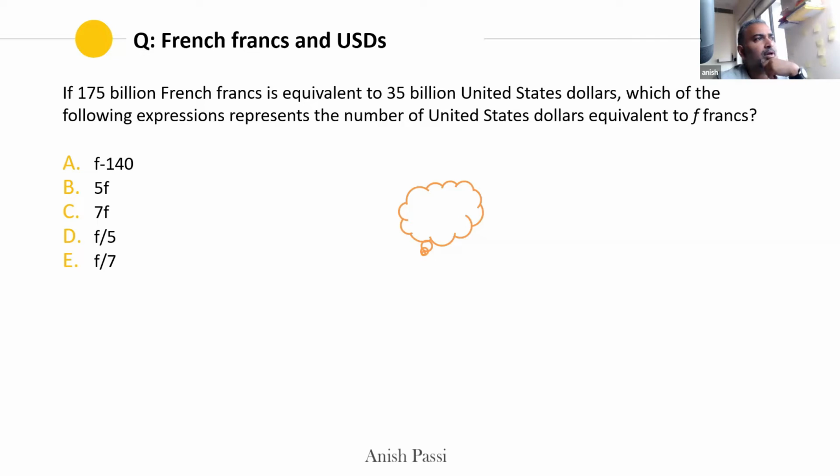Why? How do I know that? Because I see that 175 francs is equivalent to $35. So basically the dollar exchange rate is higher, right? It's like the Indian rupee and dollar. I give 70, 80 rupees to get $1. Similar thing here. So overall, I already know that the answer has to be less than F, not more than F. Therefore, are there any answer choices that I can eliminate straight away based on just understanding this much?